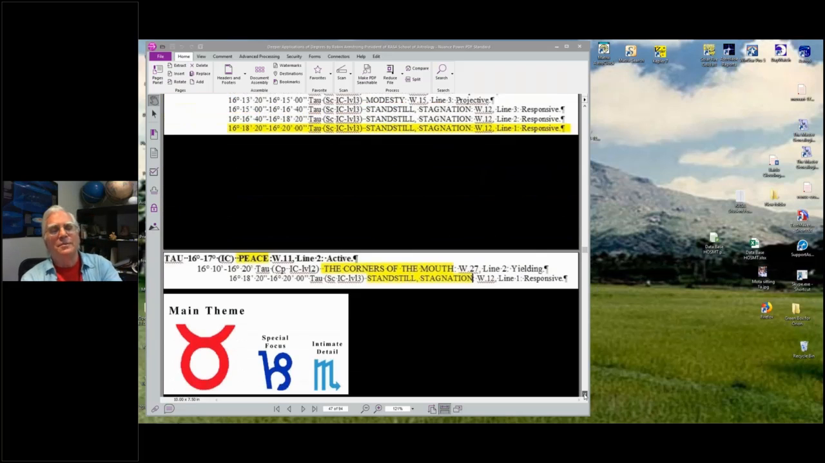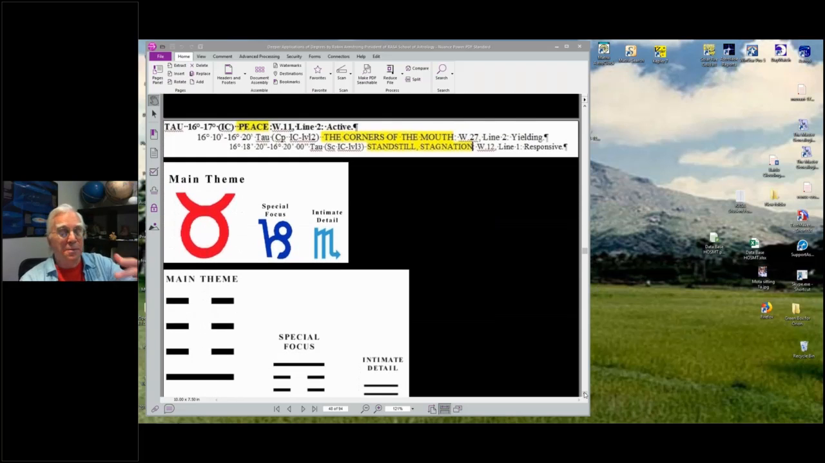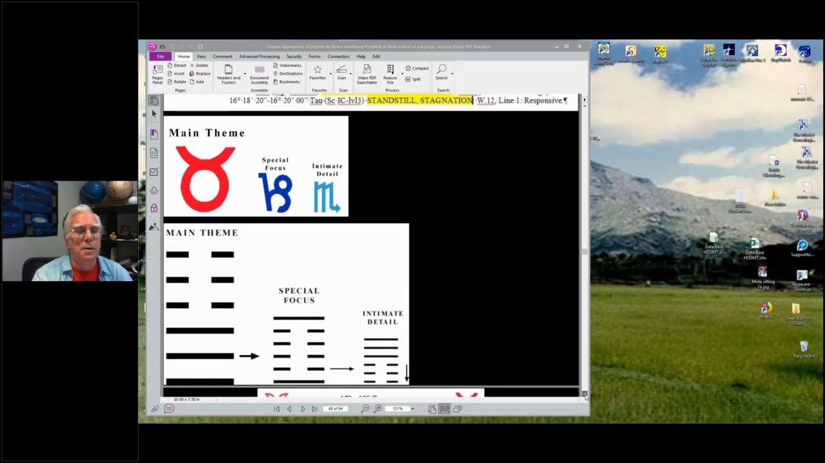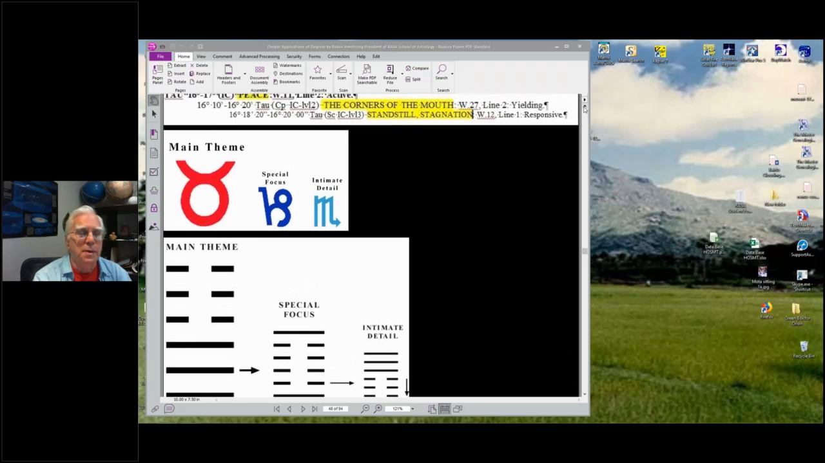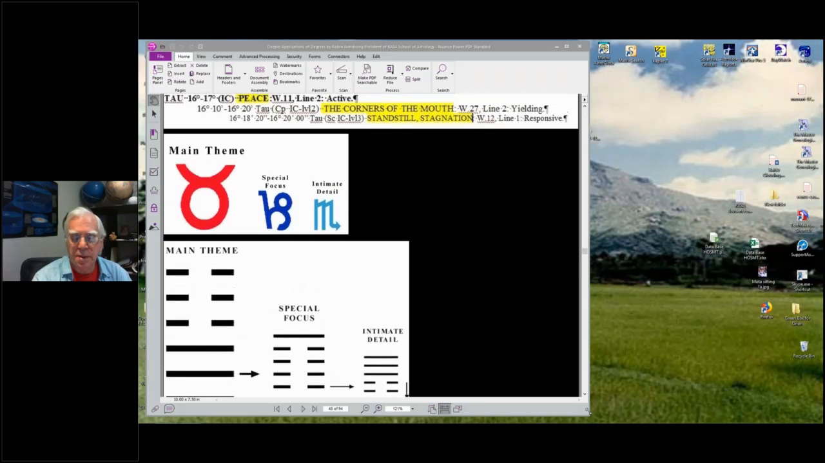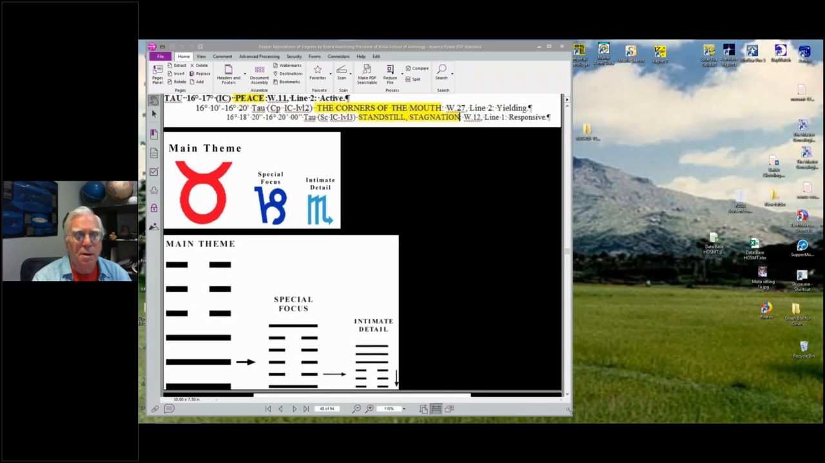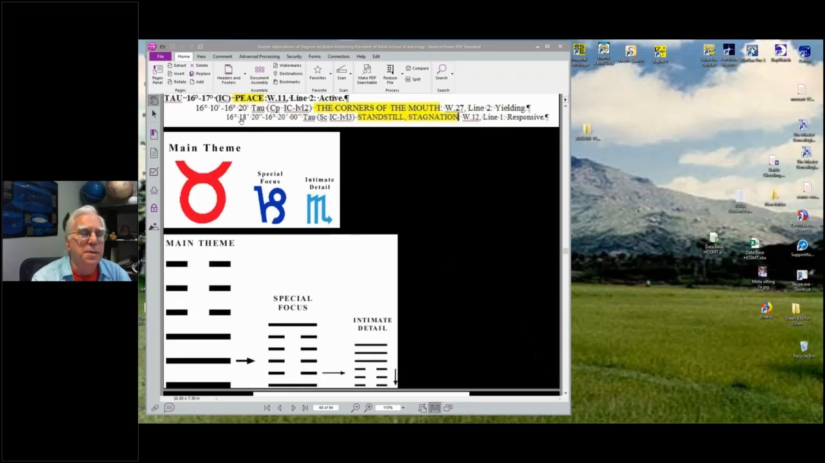I have already a relationship to all these hexagrams, so I have an understanding. It comes right away from it, but that takes time to build up. So we have the Taurus, Capricorn, Scorpio, main theme, special focus, and the hexagrams go inside of that. The main theme is, whoops, this is a little bit too big. Okay, here we go. The main theme is peace, second line of peace, hexagram 11. And the special focus is the corners of the mouth.